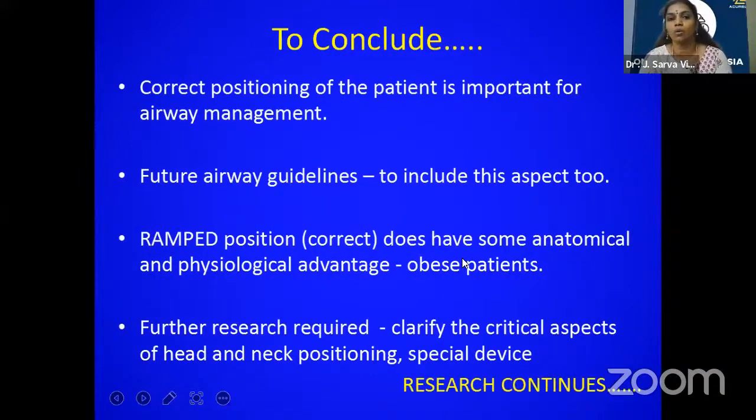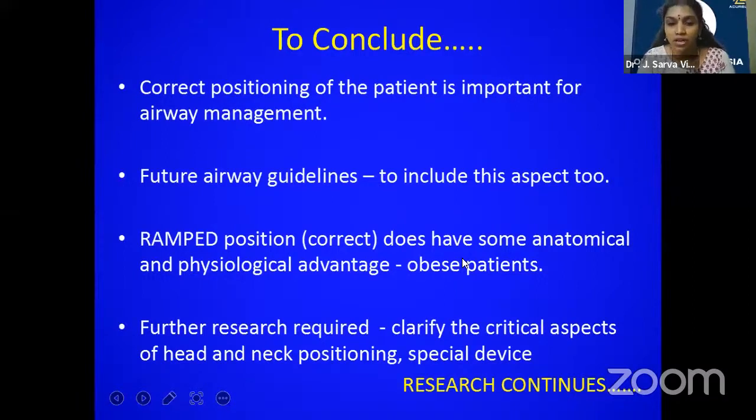So how do you conclude now? The correct positioning of the patient is important for proper airway management. The future airway guidelines should include this aspect also. Ramped position, when done correctly, that is when it is a combination of a 25-degree head up plus a sniffing position, does surely have some anatomical and physiological advantages, especially in obese patients.